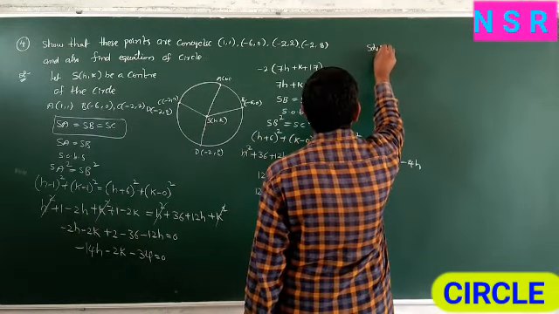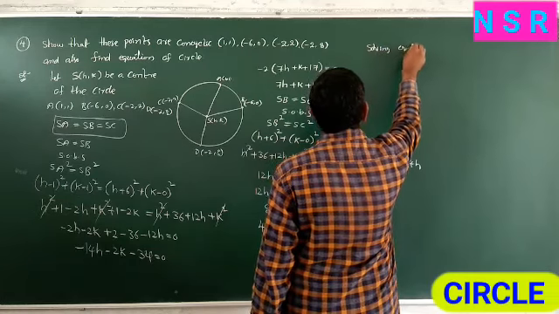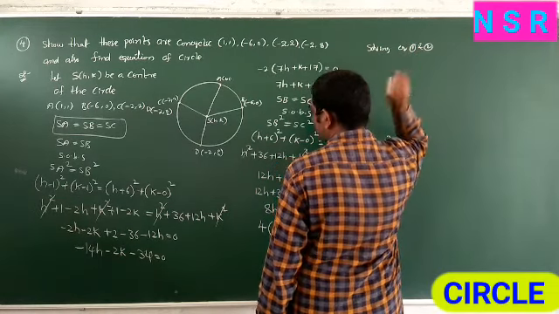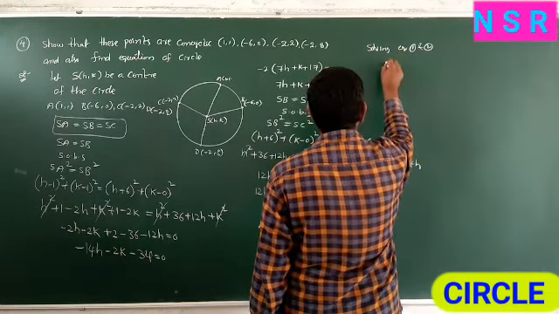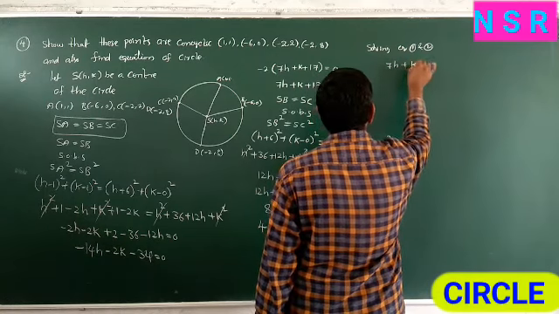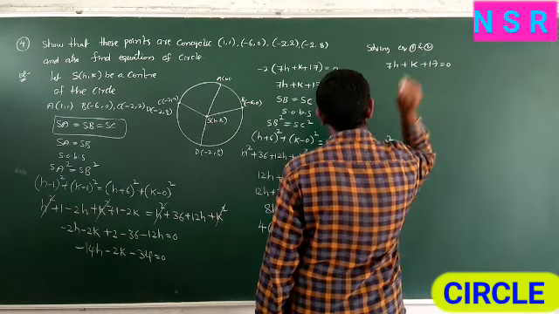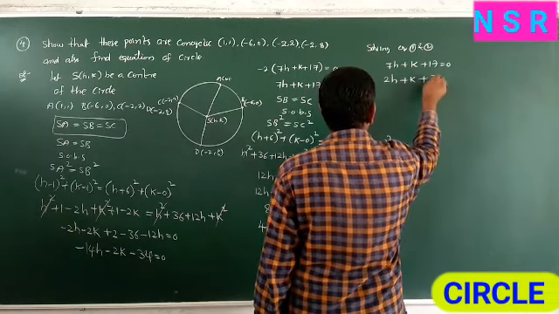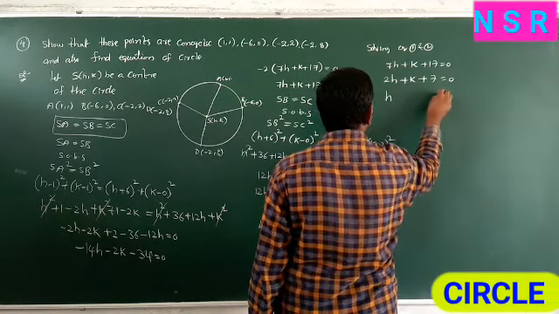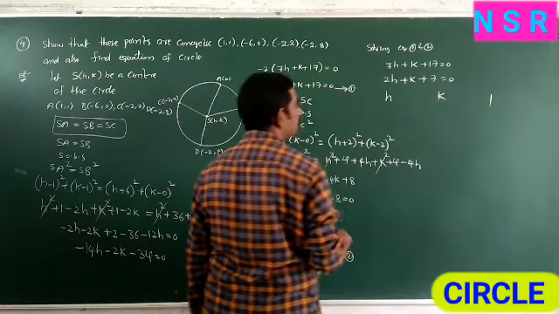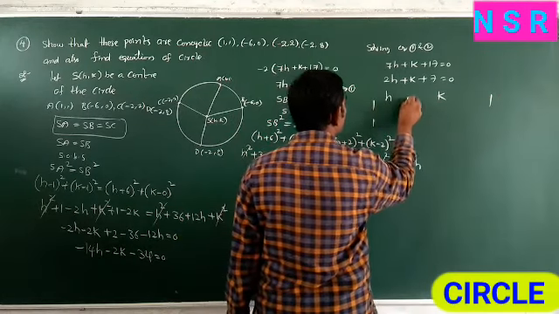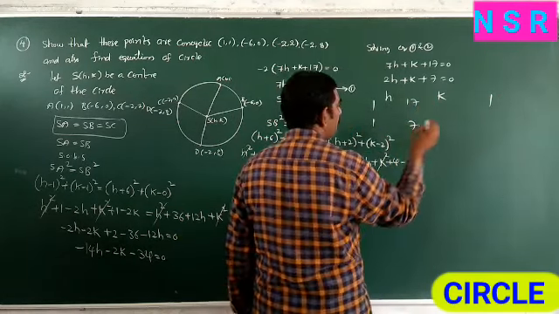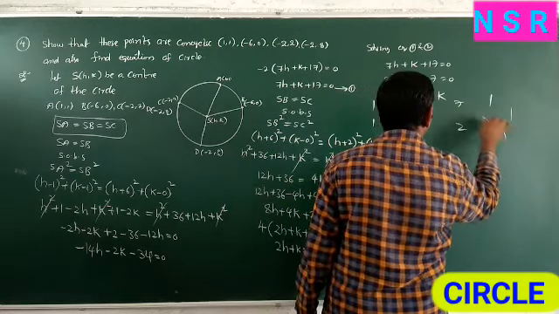Solving equations 1 and 2, we get h comma k. Equation 1 is 7h plus k plus 17 equal to 0, and equation 2 is 2h plus k plus 7 equal to 0. Now write h, k, 1: 1, 1, 17, 7, 7, 2, 1, 1.